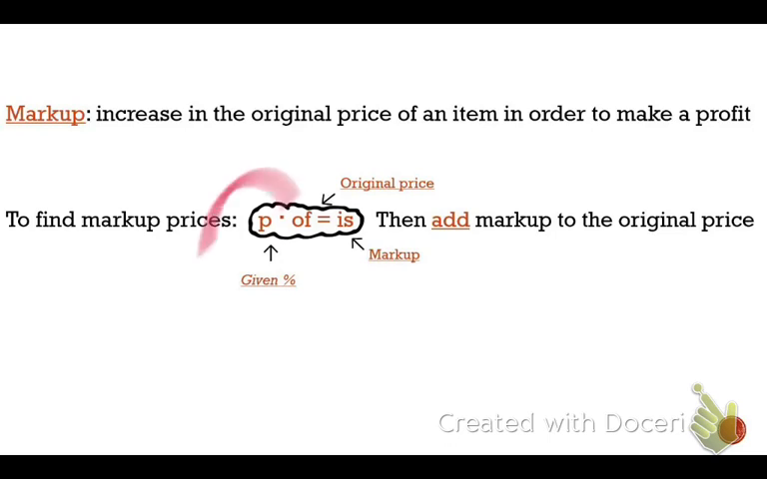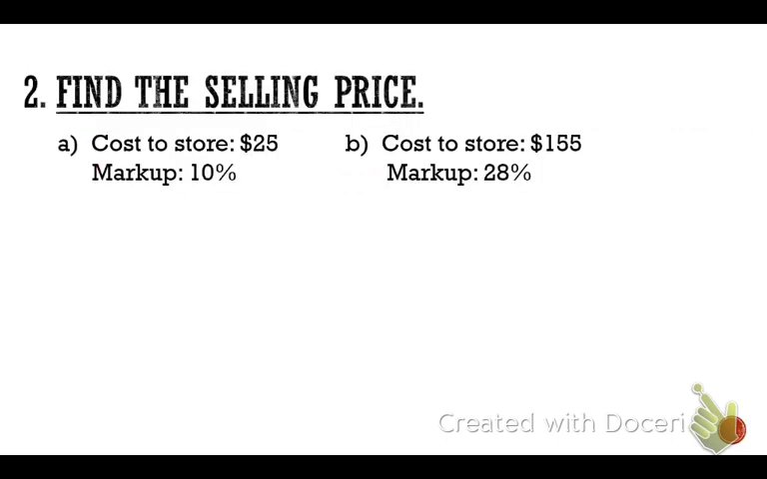What does the P stand for now? The given percent. So with a markup, you're going to take whatever percent it gives to you. Notice the "of" is the same thing. What does the "of" stand for? The original price. But then the "is" is going to give us the markup. So I had you write one thing down. What do you have to do with the markup? You have to add it to the original price because it's going to mark something up. Okay? So let's do a few examples and see if this makes sense.